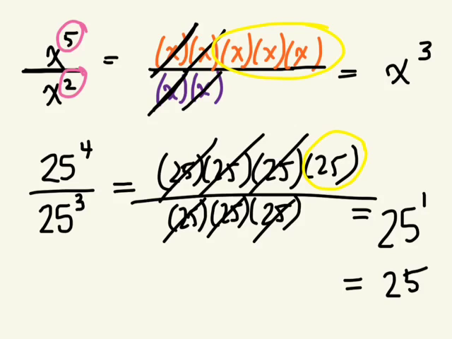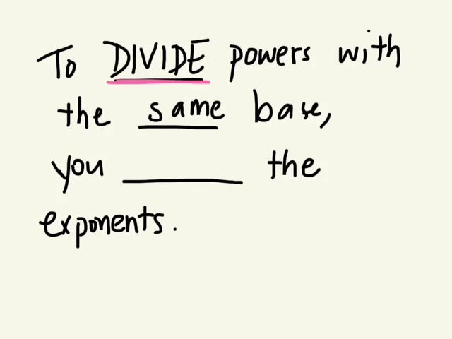I had exponent of 5 and 2. The answer was 3. Here I had 4 and 3. The answer was 1. Yep. You are dividing powers with the same base. Again, it has to be the same base. All you need to do as a shortcut is subtract the exponents.